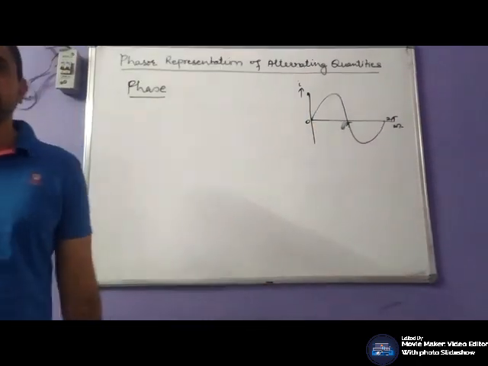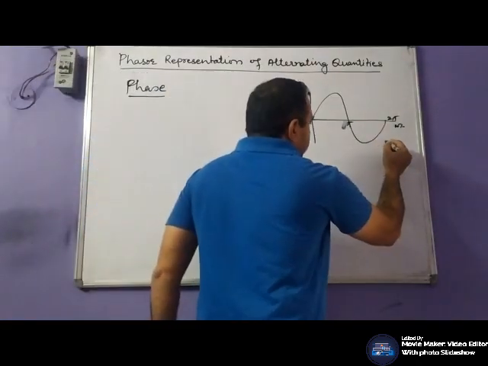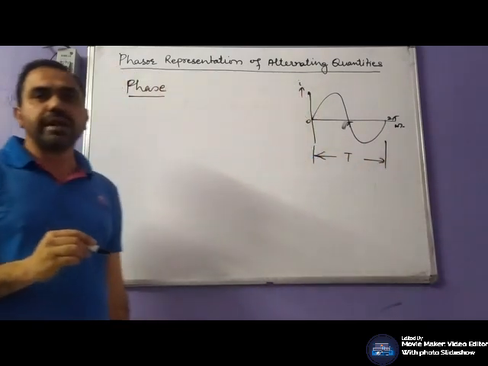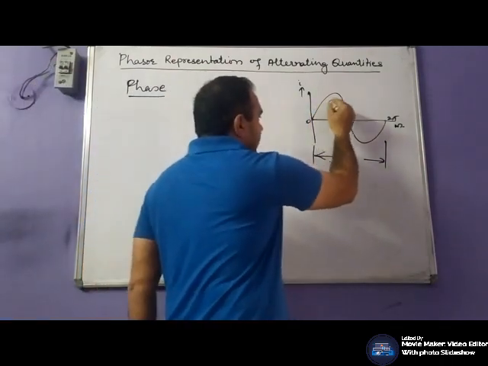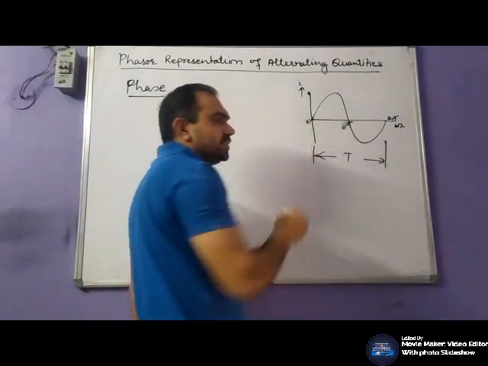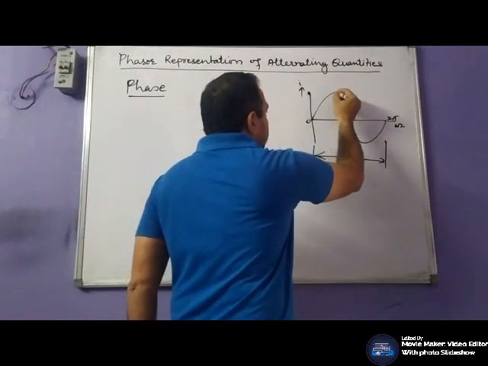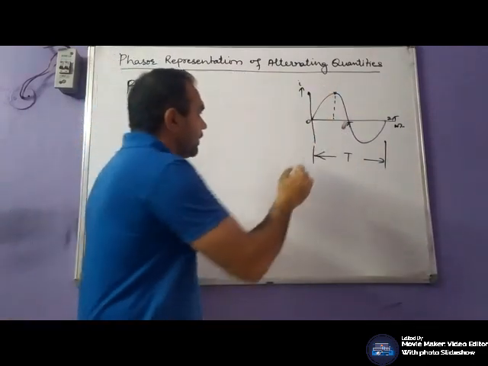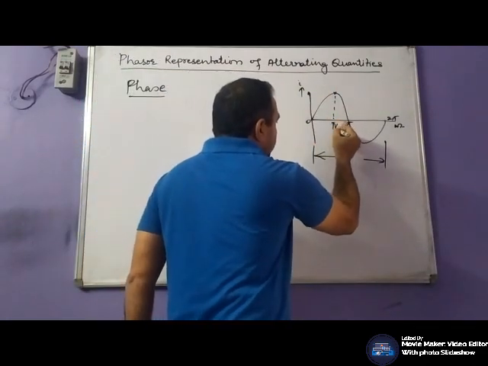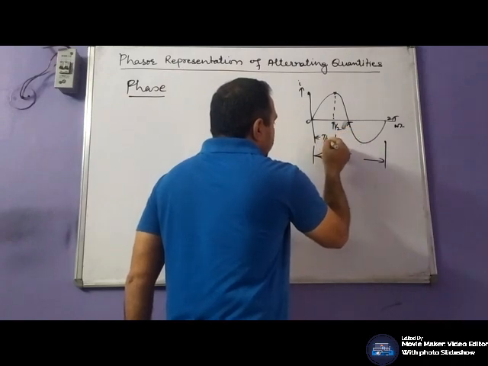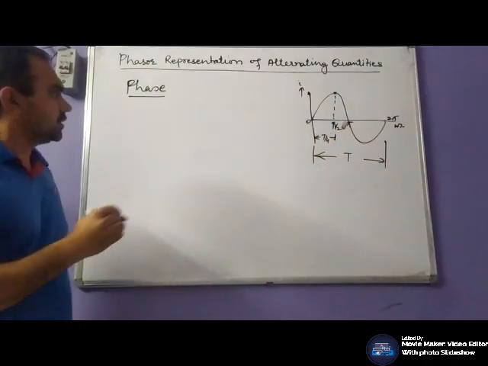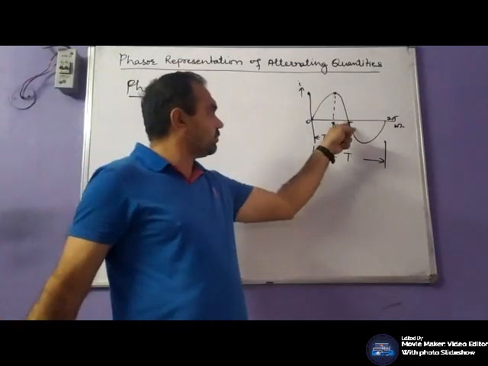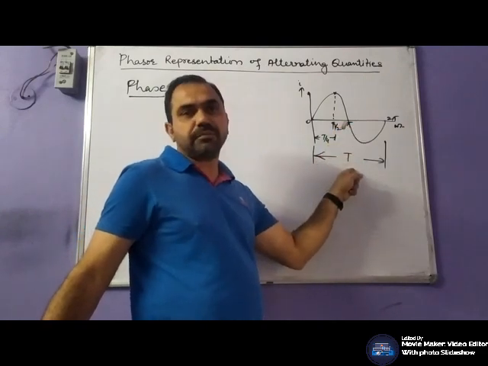And what is phase? Phase is the fractional part of time period or angle through which the alternating quantity is advanced from its selected zero position. For example, let us see here. The alternating quantity of this current is in phase of pi by 2 or T by 4 time. If it is here, it is in phase of pi or T by 2 time period.